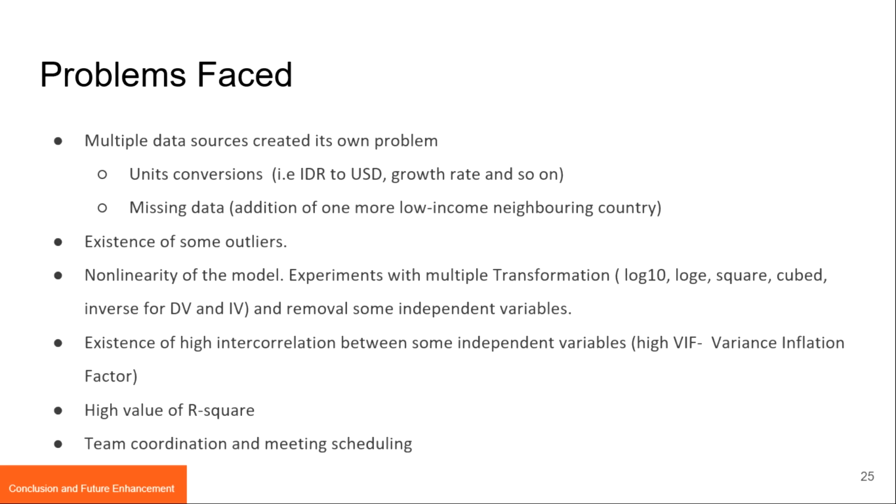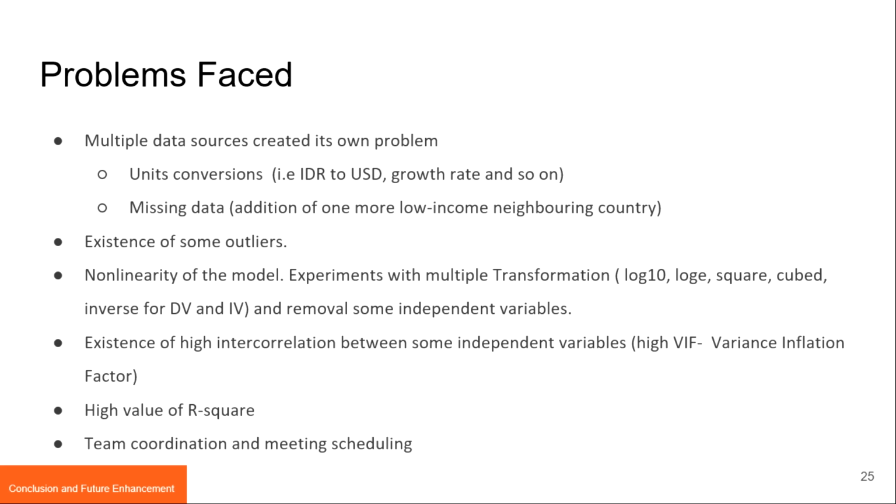Now let's look into the problems faced. The first challenge was due to using multiple sources of data like World Bank, ADB, and Global Energy Yearbook. Unit conversion was especially a problem for ADB data, as the country-wise currency was used for those data. For example, Japanese yen was used for Japan data, Indonesian rupiah was used for Indonesian data, and so on. Also, growth rate had to be calculated for some of the data, which created another problem.